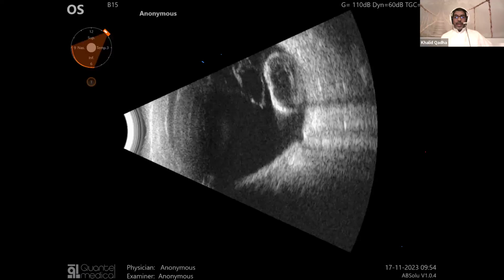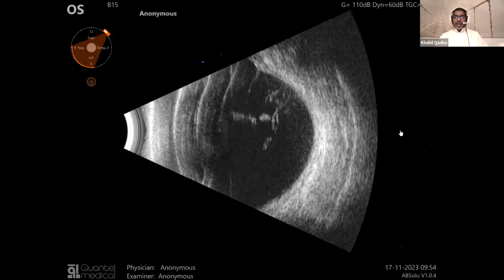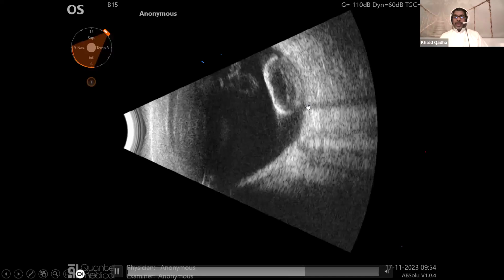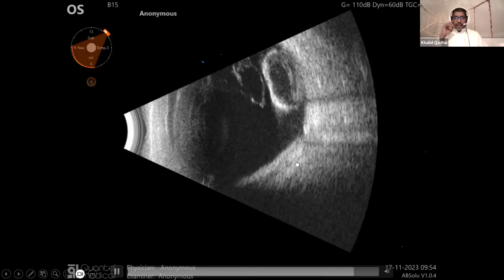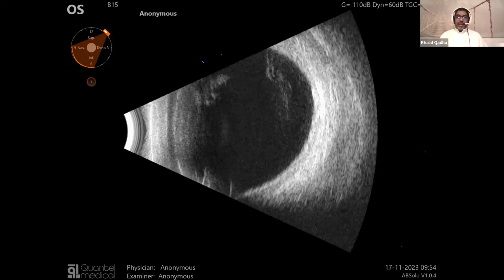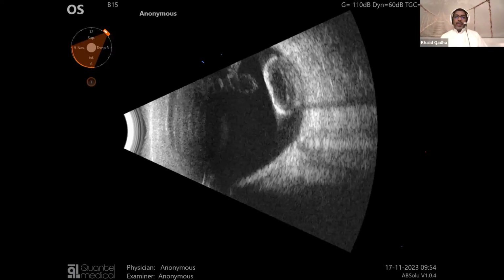And it's also cataractous and calcified. You can see here the shadowing behind it. And usually most of the lesions will not have this shadowing except some kind of lesion like retinoblastoma because it has a lot of calcification within the tumor itself.